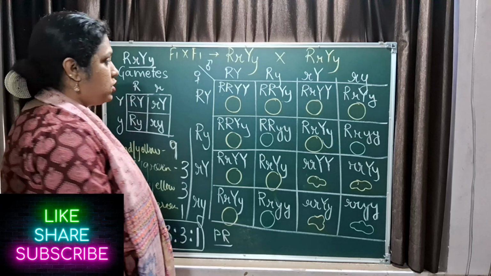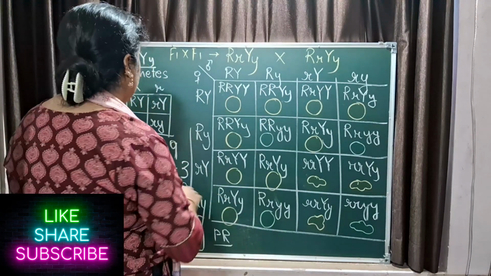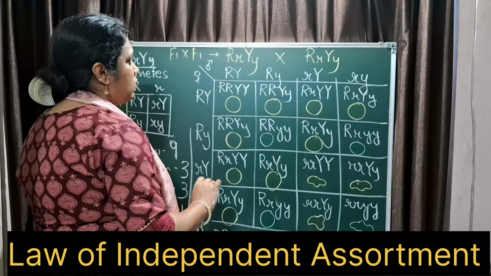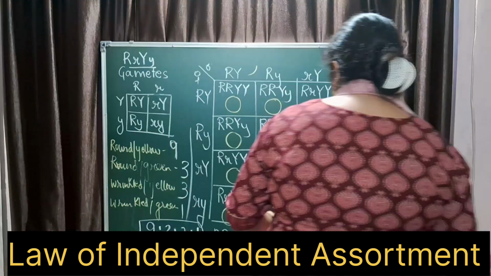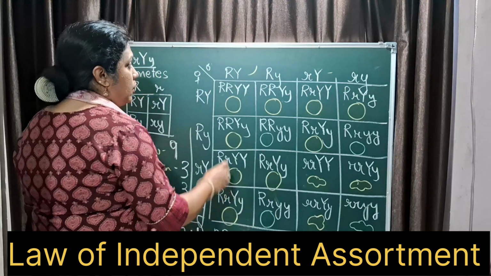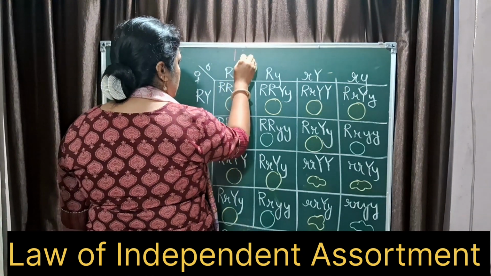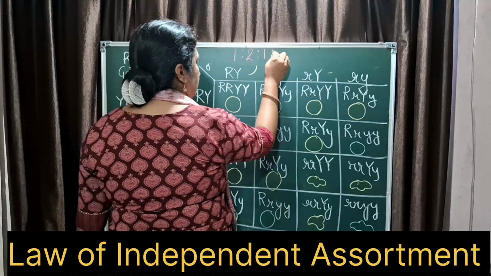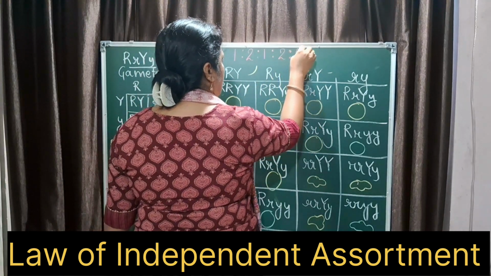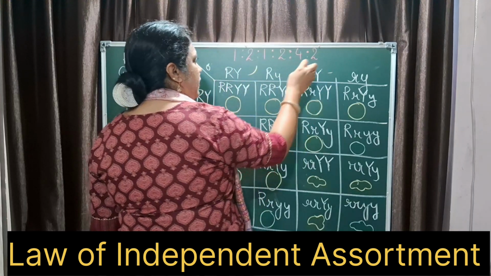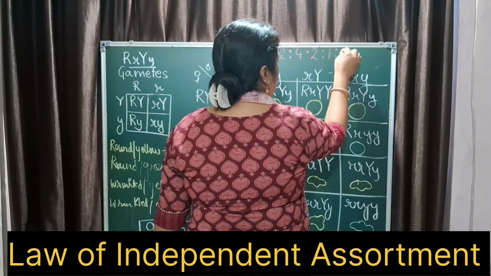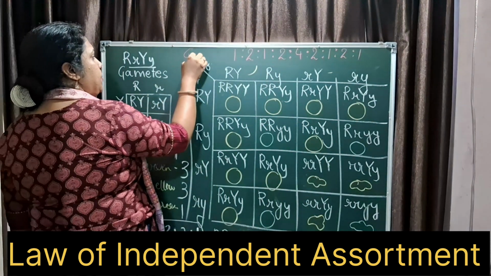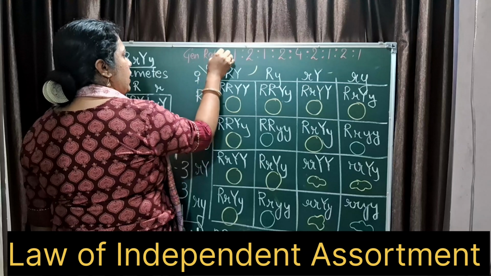For the genotypic ratio, you need to calculate. In a simple, easy way, if I have to tell you the genotypic ratio, let me rub the first line only. What was the genotypic ratio of the F2? 1:2:1. Write that, double it. 2:4:2. Then write again the same thing, 1:2:1. So this is the genotypic ratio of the F2 generation.